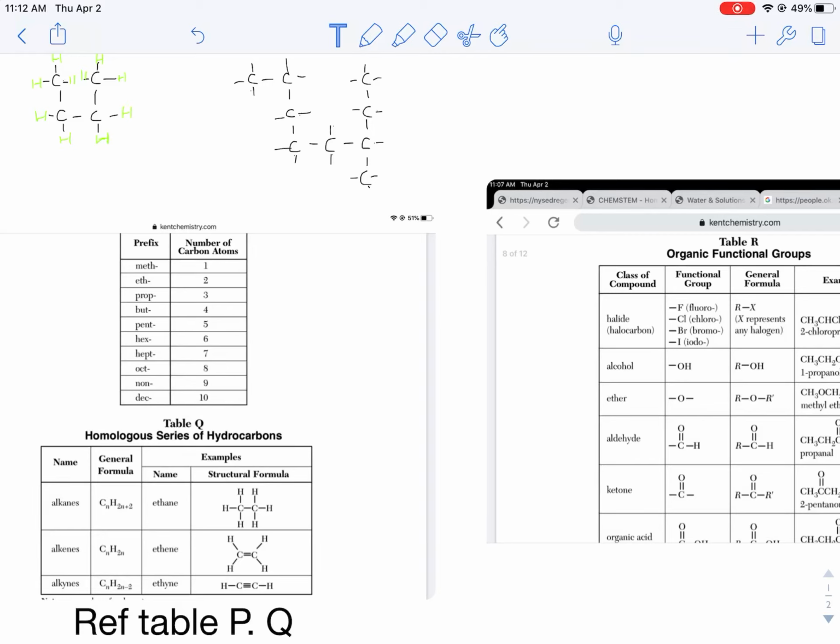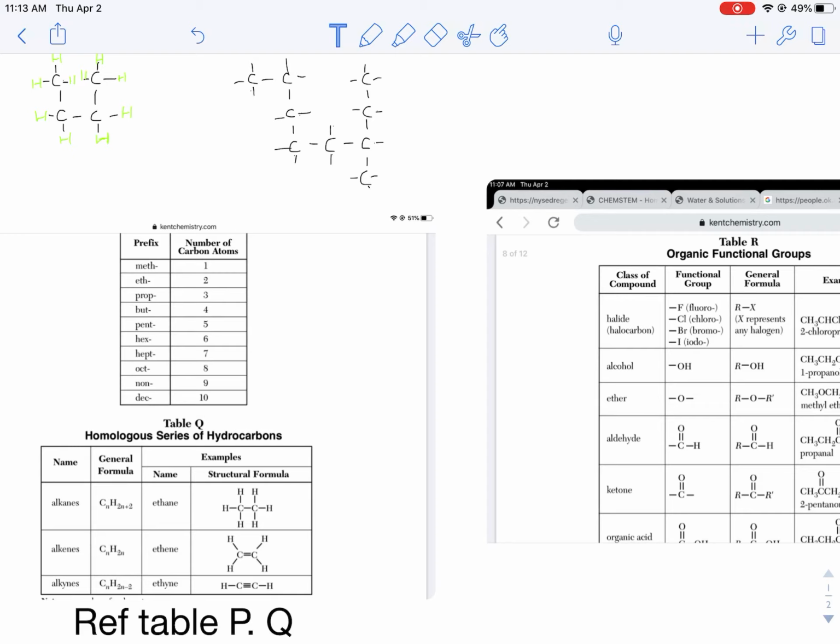Hello everybody. Today we're going to be looking at how do you name an organic compound. In order to do this process, you have to have a couple things handy. You have to have reference tables P and Q and reference table R handy.